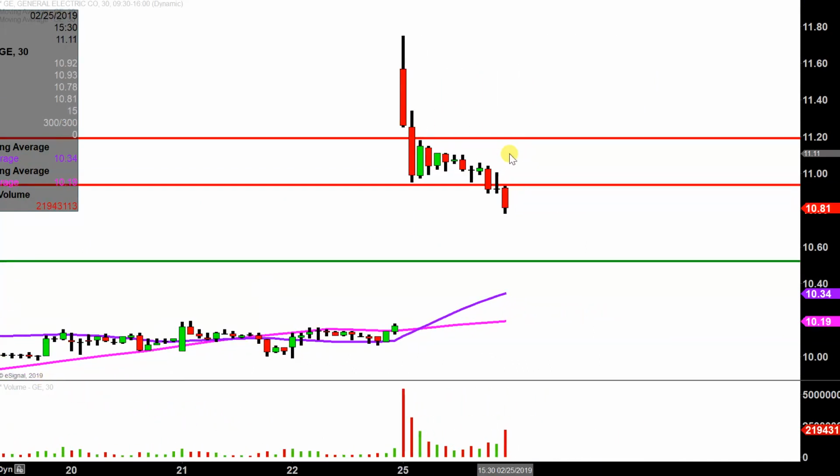So really two primary areas of support: 1050 like I just talked about, and then the next level to keep an eye on is going to be that purple line there, the 50-period simple moving average. Keyword being moving, because yes, right now it is valued at 1034, but as Tuesday and the remainder of the week continues to play out, that line is going to move in the upwards direction, and therefore that value is going to change.